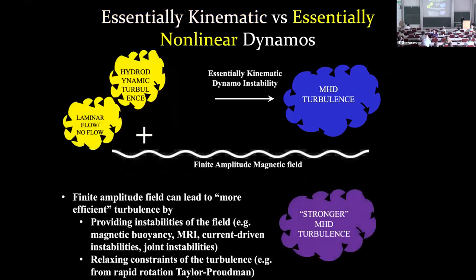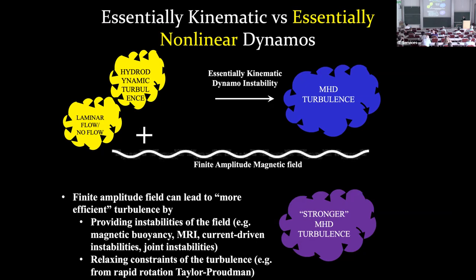Okay. What's an essentially nonlinear dynamo? Well, imagine now we have our hydrodynamic turbulence, or even just laminar flow or no flow. And then you add in a finite amplitude magnetic field, okay? So we're not generating the magnetic field from essentially zero or an arbitrarily small magnetic field. We put in a finite amplitude magnetic field, and that finite amplitude magnetic field could lead to some kind of more efficient turbulence, perhaps by providing instabilities of the field.